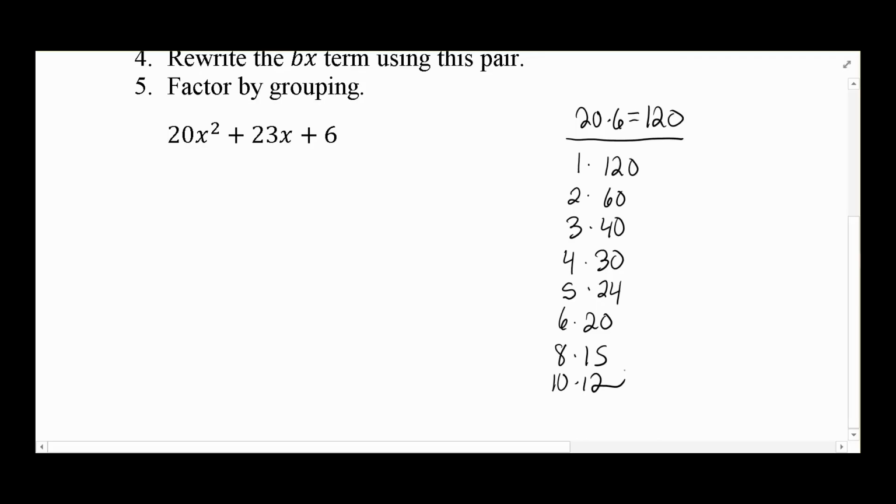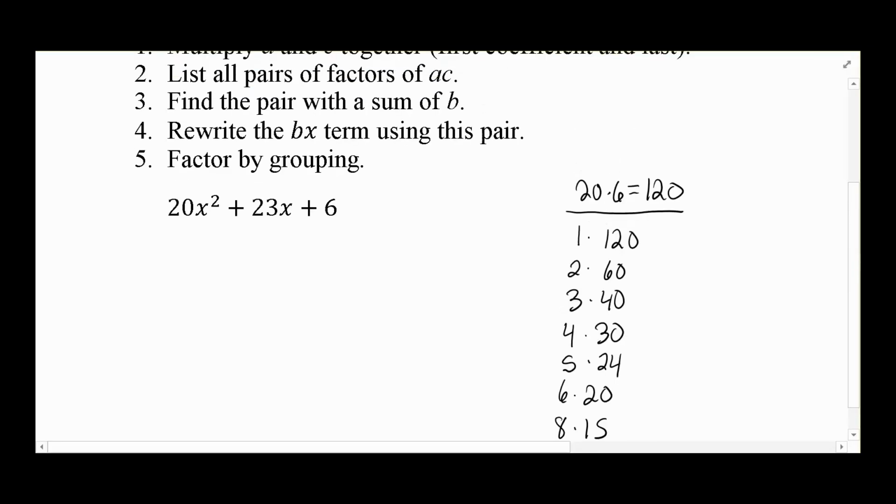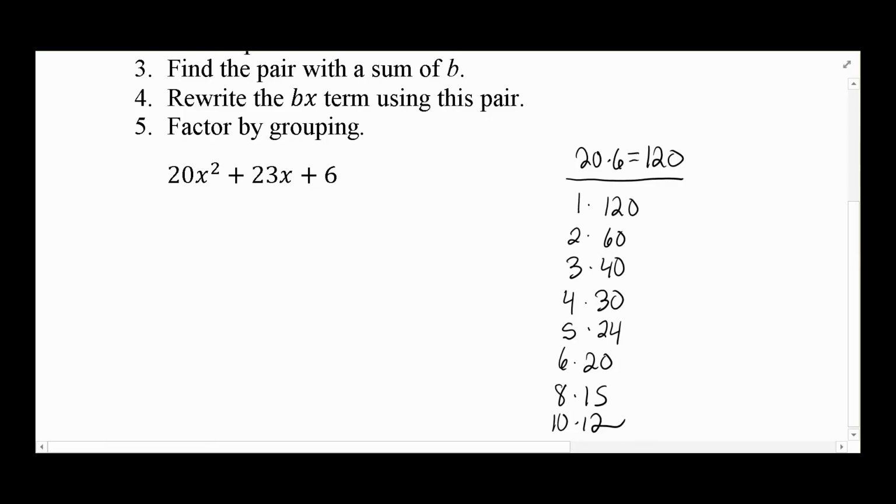Now we don't need to keep going because if you notice the pattern that I'm going with, the next thing I'd see for my first number that would work would be 12. That would give us 12 times 10, and we've already accounted for that pair. So our next step after we have all these pairs of factors is to find the pair that adds up to 23. So that's 8 and 15.